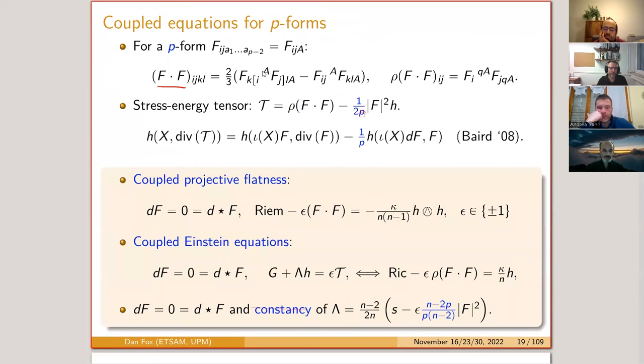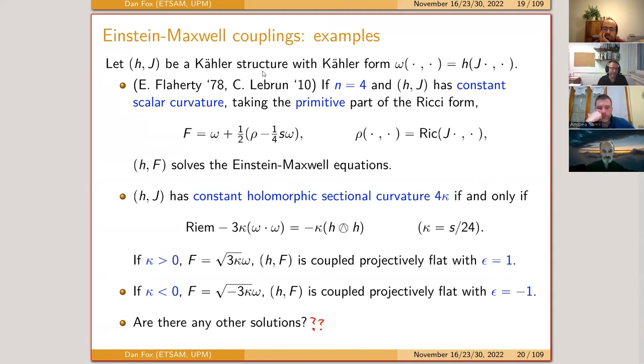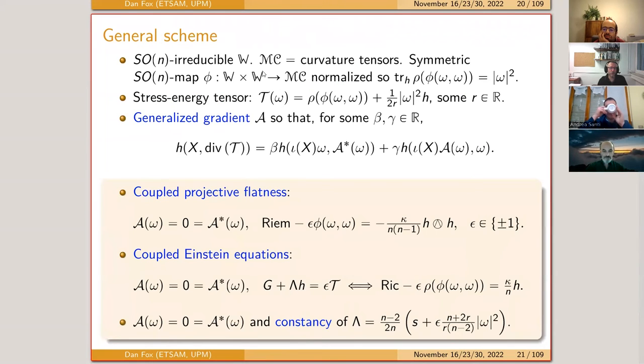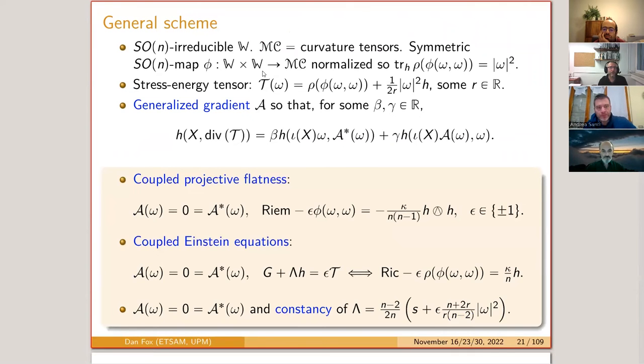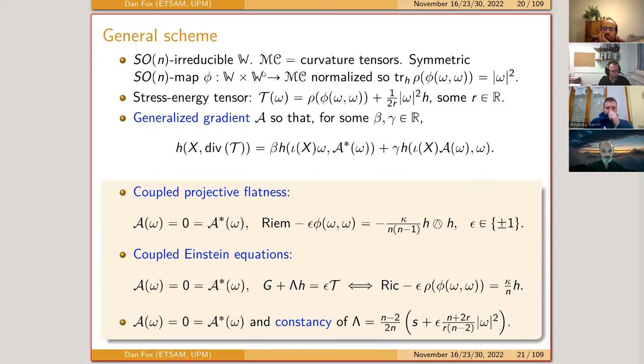One expects actually this to be quite restrictive. Constant sectional curvature is very restrictive. In a sense, it's nice that the only solutions I know have something like constant sectional curvature. It's consistent with the general point of view. Einstein should be a whole lot more flexible than constant sectional curvature, projective flatness. So here's the general scheme.